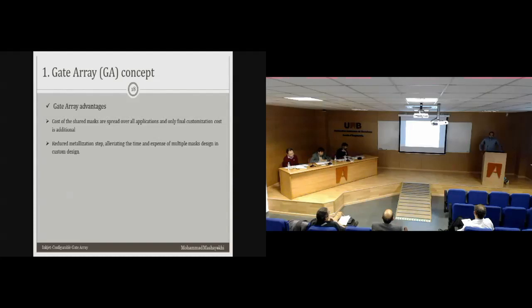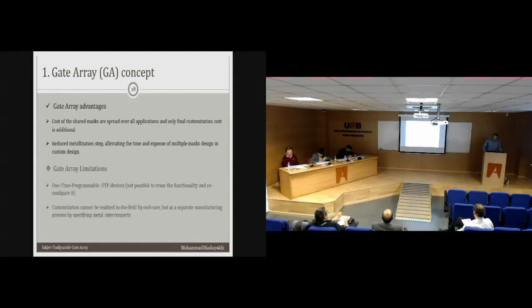So what are the advantages of the gate array concept? First of all, the cost of the shared masks is spread over all the applications, so that for the end user, only the final metallization layer is an additional cost. And also, the number of metallization steps is reduced. So it eliminates the time and expense of multiple mask design and generation for custom design.